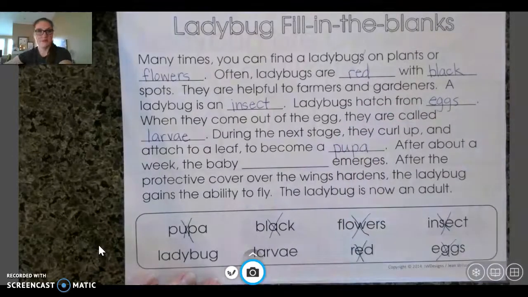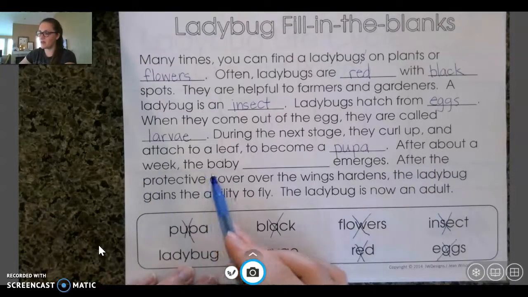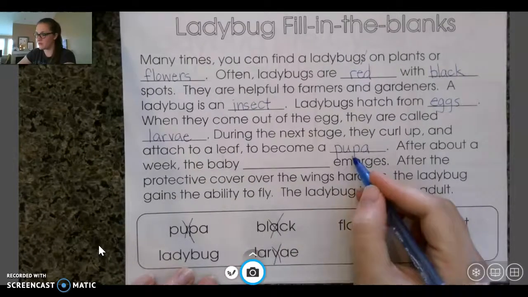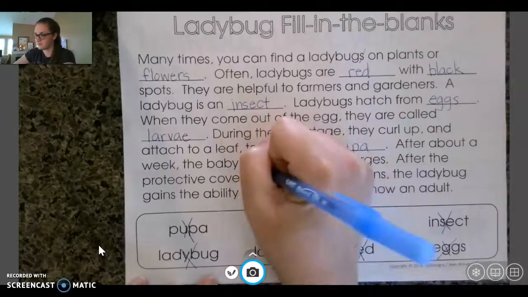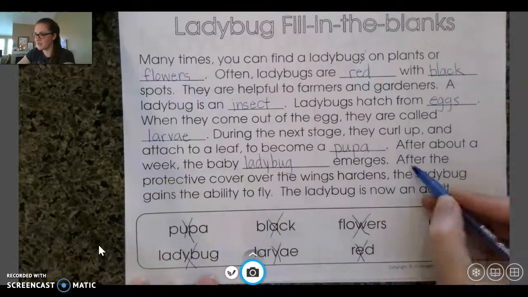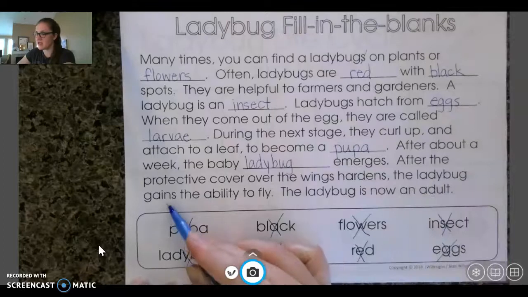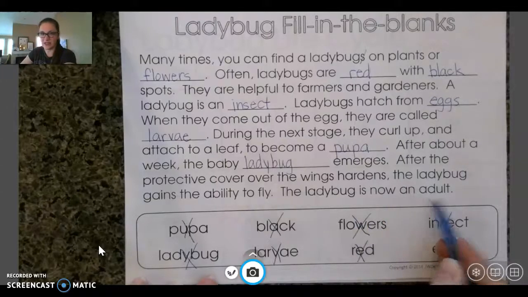Ladybugs actually do something similar. They go into the pupa stage so that they can go from being a larvae into, after about a week, the baby blank emerges. After they were the larvae, they go into the pupa, and what comes out? The baby ladybug emerges. After the protective cover over the wings hardens, the ladybug gains the ability to fly. The ladybug is now an adult.